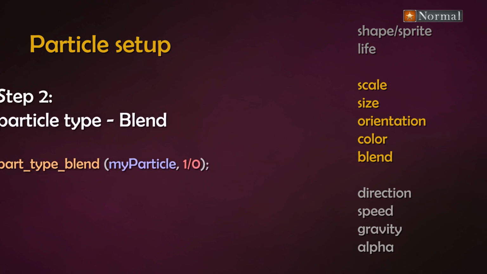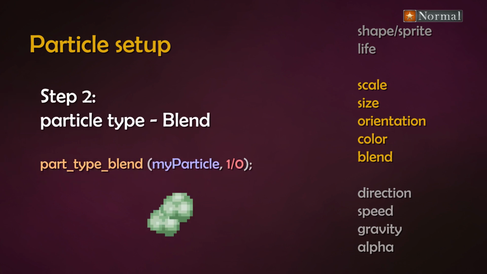Color blend. With this, you simply define if the particles will blend. Turning this on will enable an additive blending of colors when particles overlap. This effect is pretty neat. I'll always have it turned on.